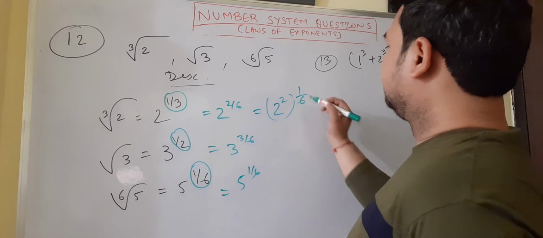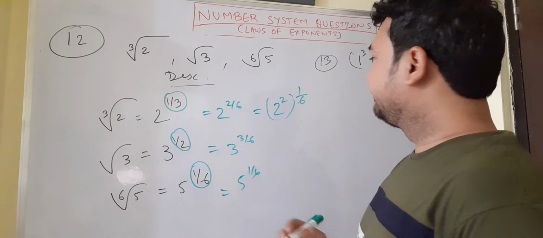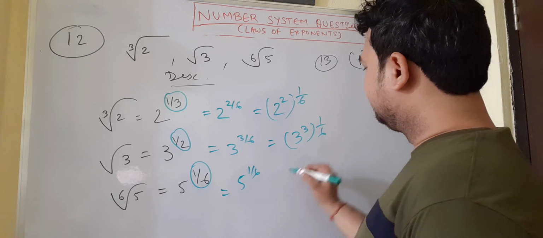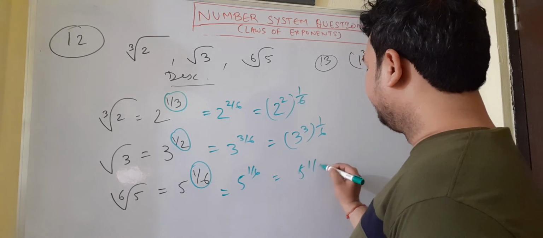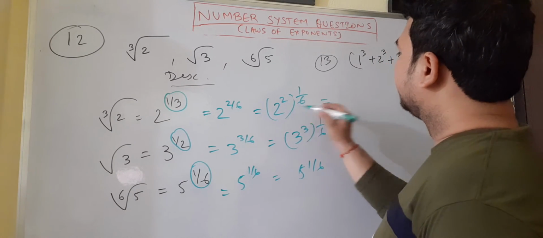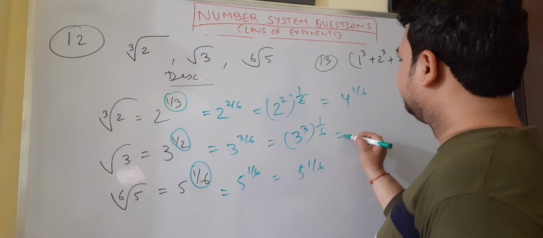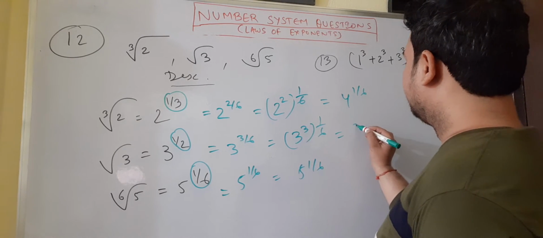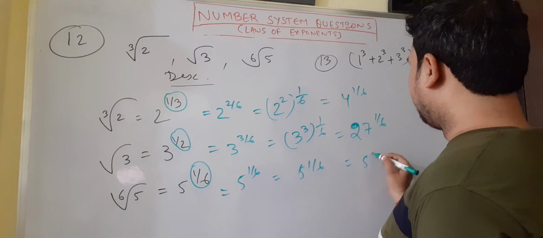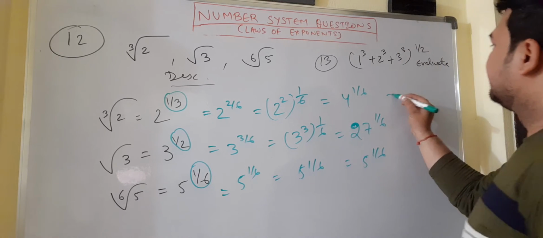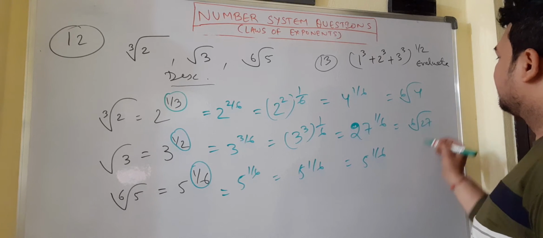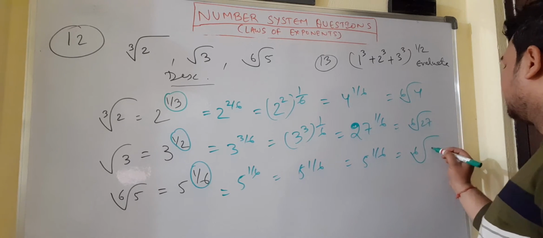Our motive is to get 1 by 6 as the power. Again 3 to the power 3 into 1 by 6. And this is 5 to the power 1 by 6 only. This will give you 4 to the power 1 by 6. This will give you 3 threes are 9, 3 nines are 27, so 27 to the power 1 by 6. And from here you get 5 to the power 1 by 6. So this is the 6th root of 4, this is the 6th root of 27, and this is the 6th root of 5.